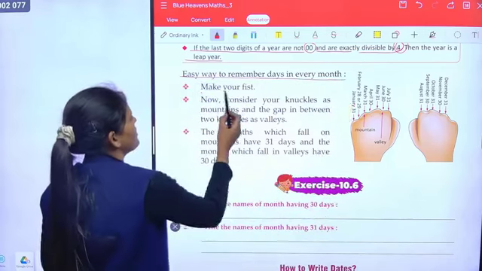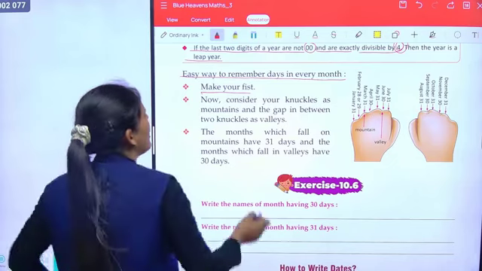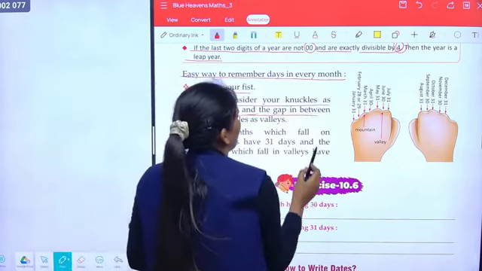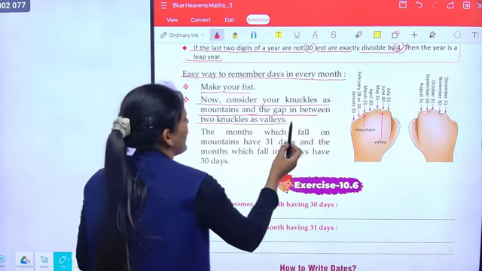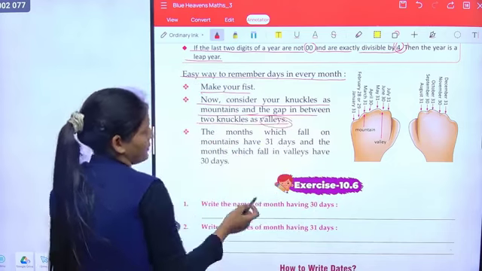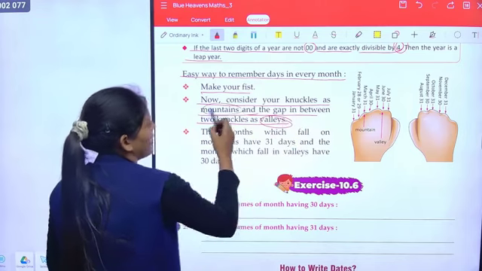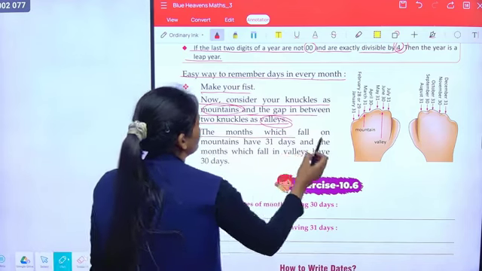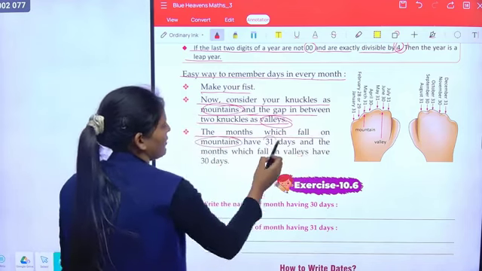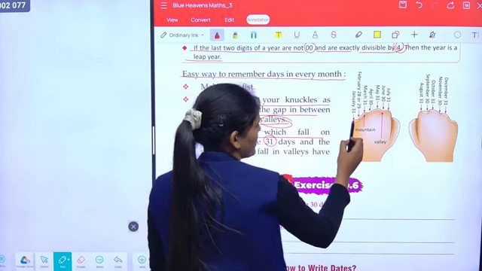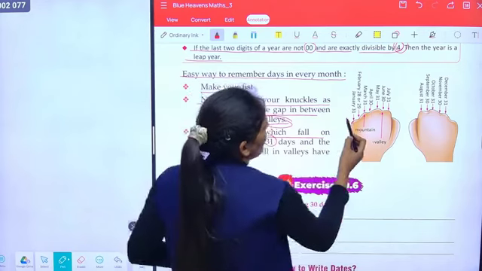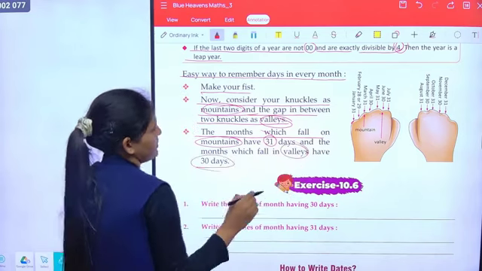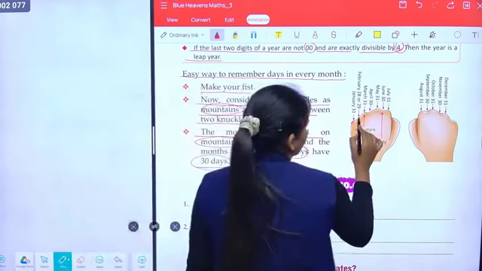Okay, make your fist like this. Now consider your knuckles as mountains, and the gap in between two knuckles as valleys. Okay, the months which fall on mountains have 31 days, and those which fall in valleys have 30 days. Okay, like this.